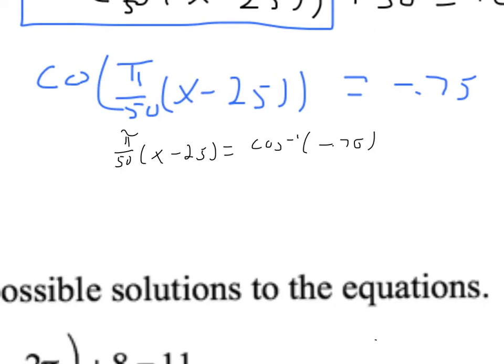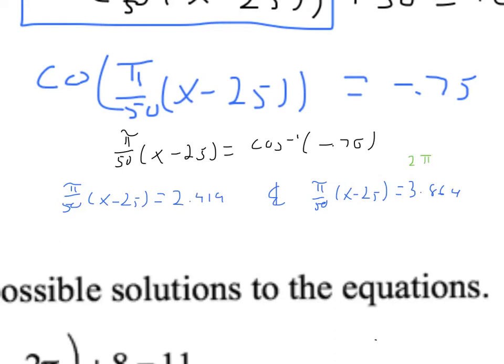Let's get two equations. Pi over 50 times x minus 25 is equal to, the calculator told me that this was 2.419, so an angle of 2.419, and pi over 50 times x minus 25 is equal to 3.864. Now when we're working with cosine, we're looking for angles that have the same x value, so it's 2 pi, not pi, but 2 pi minus that acute angle, 2.419.